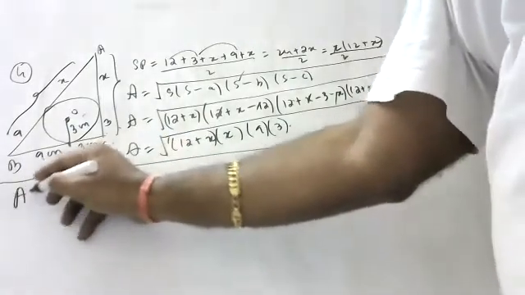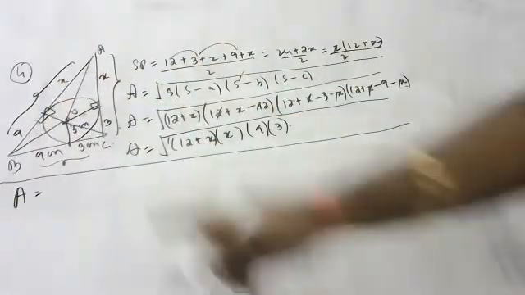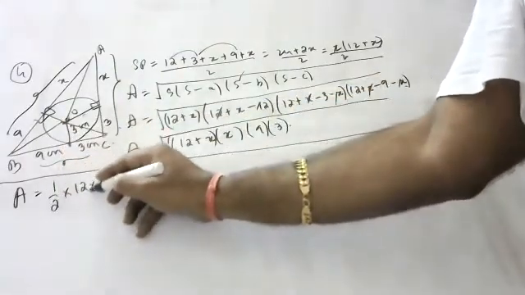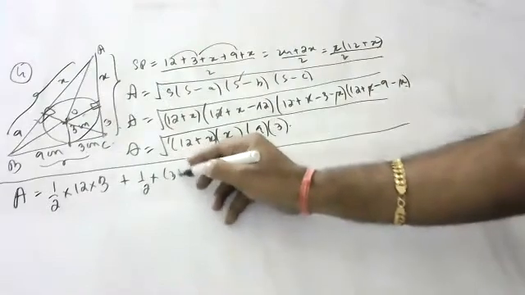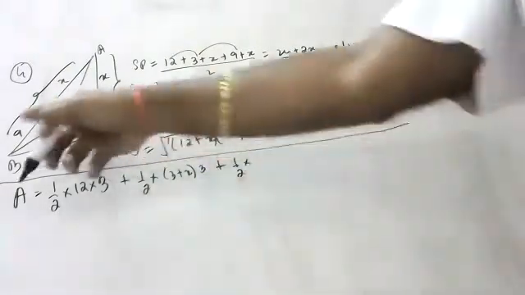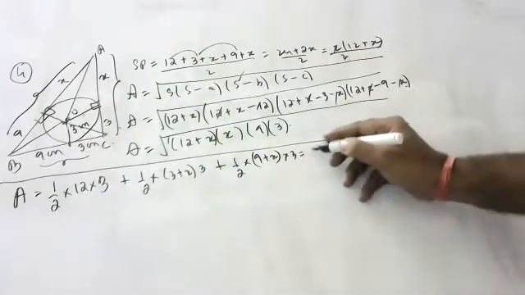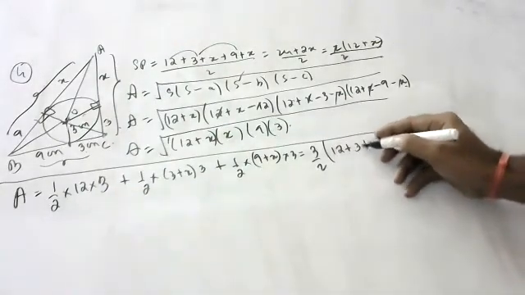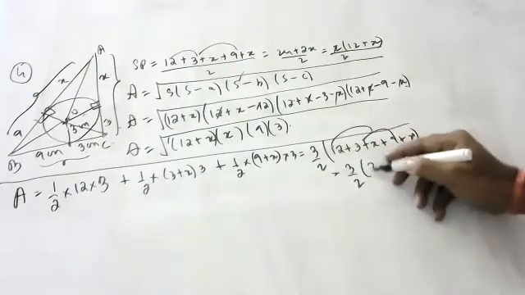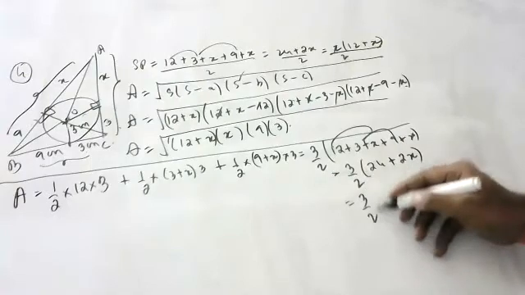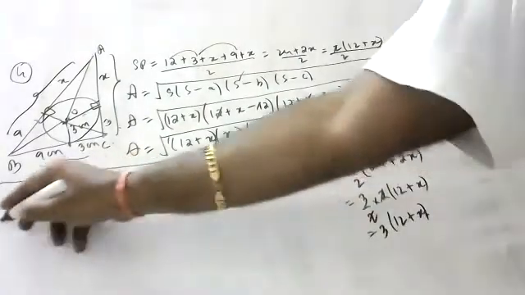Now let's find the area using individual triangles. This is one triangle, this is another triangle, and this is another triangle. Let's go for the base triangle: half into base into height, which is half into 12 into 3. Next, half into 3 plus X into 3, plus half into 9 plus X into 3. In all three cases, 3 by 2 is common. Taking it common, we get 12 plus 3 plus X plus 9 plus X, which is 3 by 2 into 24 plus 2X. Taking 2 common and cancelling, we get 3 into 12 plus X.